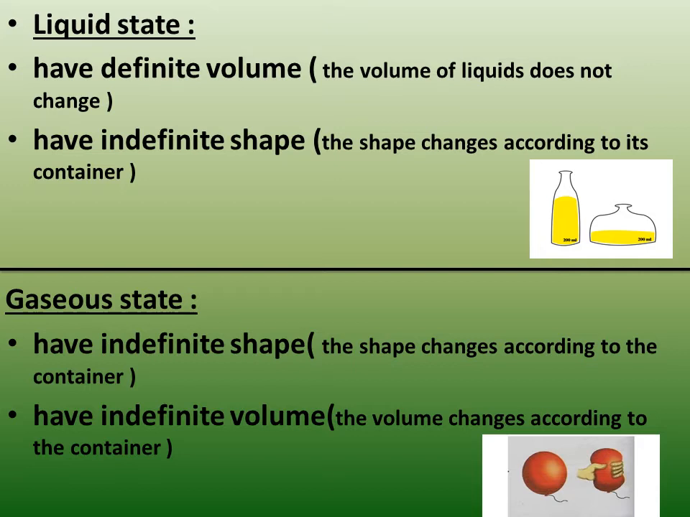To identify the shape and the volume of gases, we blow a balloon and tie it with a thread, and we squeeze the balloon with our hand. We notice that the shape of the balloon changes and the volume of the balloon changes, so the shape and volume of gases change. So gaseous state has indefinite shape, the shape changes according to the container. It has indefinite volume, the volume changes according to the container.